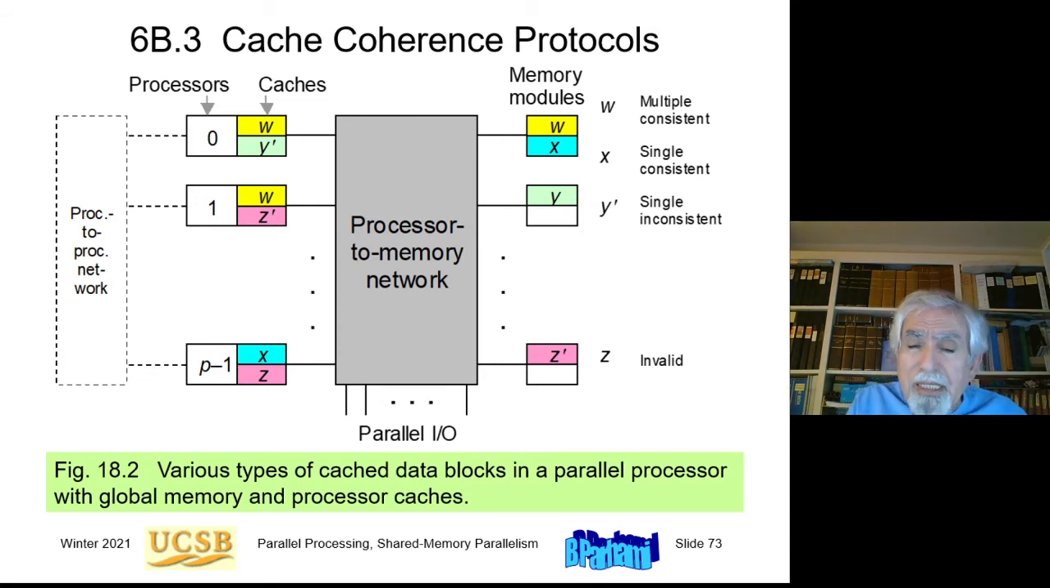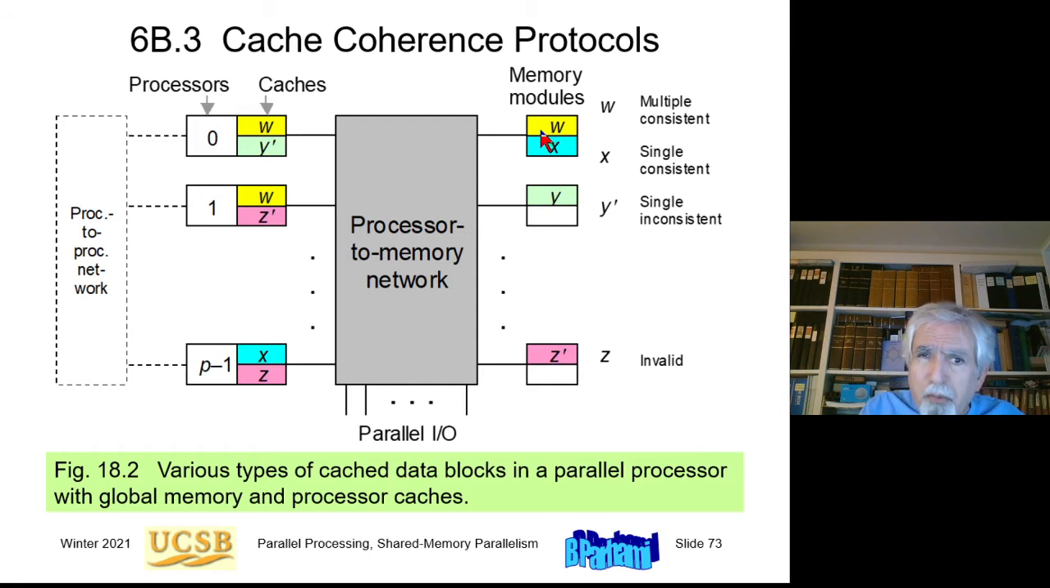Okay, I mentioned that we need cache coherence protocols if we use caches for multiple processors. And here I've shown the types of problems that we need to resolve. So this is memory. These are caches, and these are the processors. Each cache is private, and I've only shown 2 locations in the cache for simplicity. Here is data element W in main memory, and there are 2 copies of it in these 2 caches, and those copies are consistent. In other words, they have the same value.